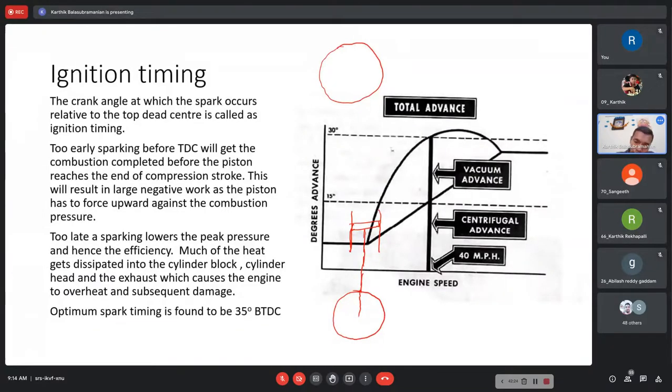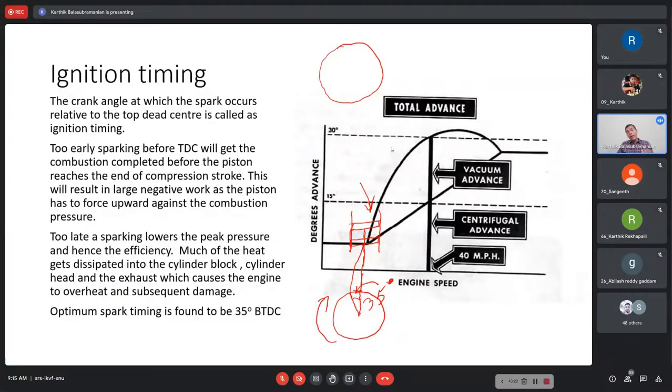So if this is top dead center, and this is the direction of rotation of the crankshaft, somewhere here, right? When the piston is somewhere here, this 35 degrees, I'm so sorry, but you're getting what I'm saying, right? Yes, sir. This 35 degrees before is the optimum timing to give the spark within the cylinder. Okay. Did I confuse you guys? Is it clear? Yes, clear, sir. So that 35 degrees before TDC is the optimum spark timing.